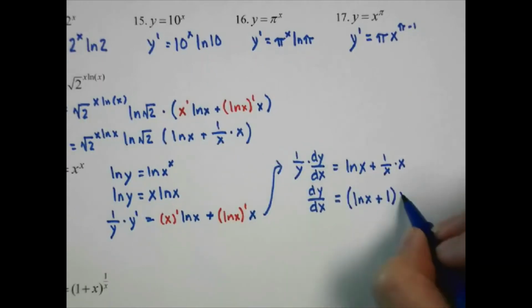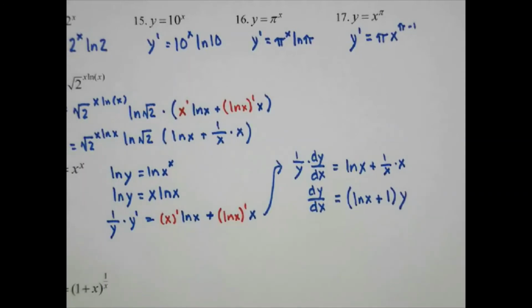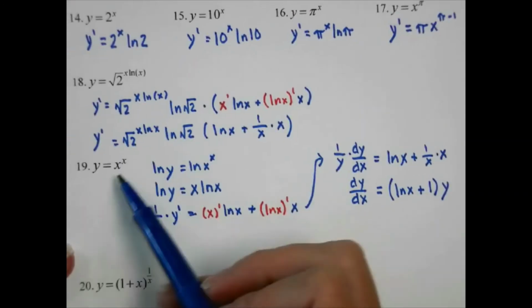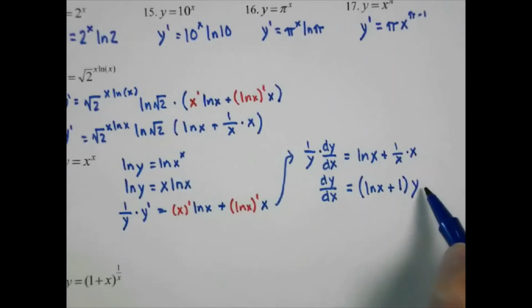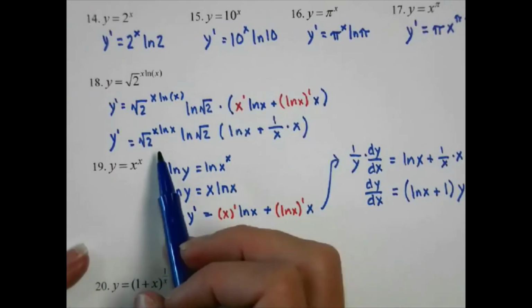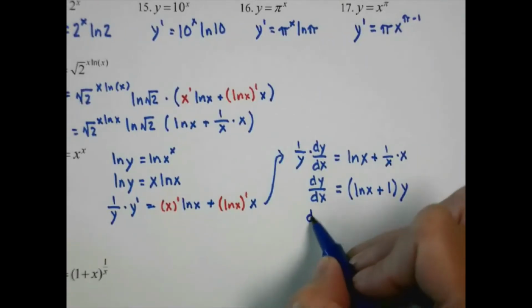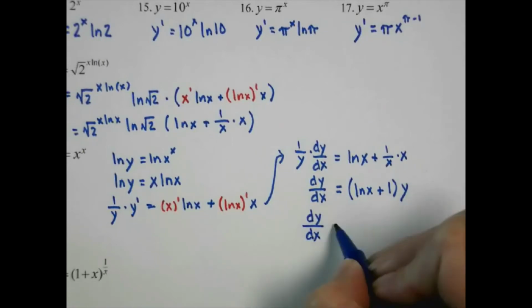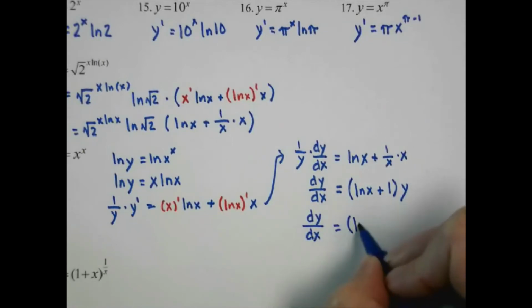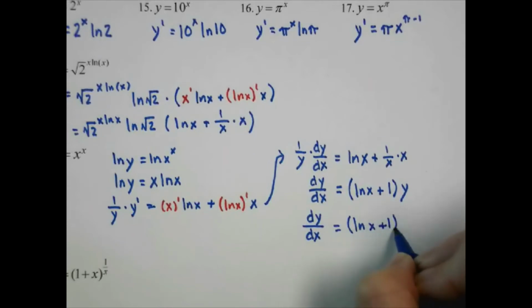And then I'm going to multiply over the y. But my original equation was all in terms of x, so I want that back again. So y is x to the x. So my final answer here is going to be natural log of x plus 1 times x to the x.